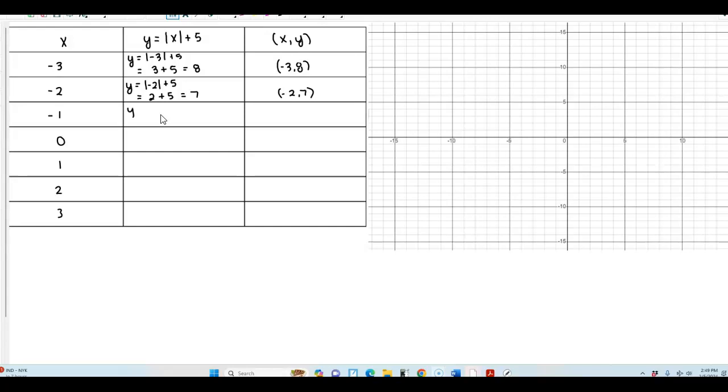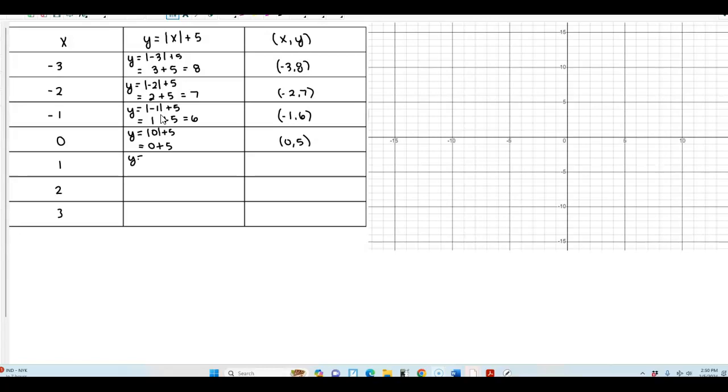Okay, the next one we're going to say y now is going to equal the absolute value of -1 plus 5. The absolute value of -1 is +1. Plus 5 is going to give you 6. So therefore that's -1, 6. Next we're going to plug in the value of 0. So the absolute value of 0 is 0. And 0 plus 5 is going to give us 0, 5 for our ordered pair.